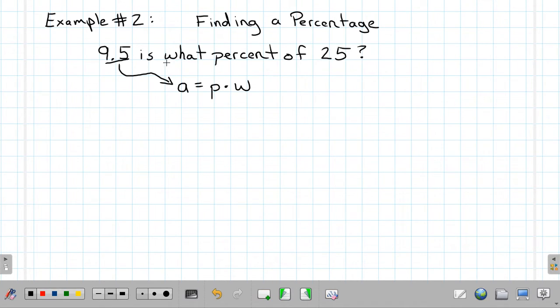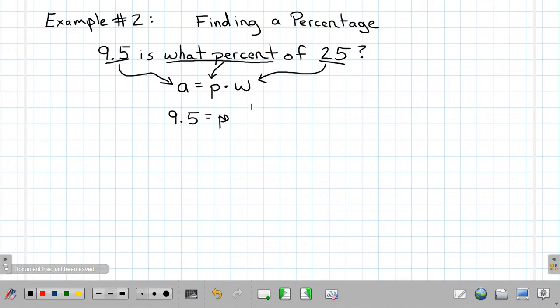What percent? Well, that's just it. We don't know what percentage it is. So that's what we're looking for. Okay, so that means we're looking for P. Of 25. So percent of 25, that means 25 is going to be the whole. So when we plug it in, we've got 9.5 is equal to P times 25.